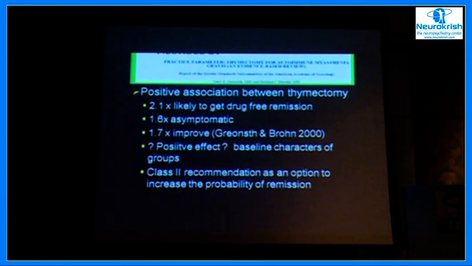But at the moment, the American Academy of Neurology has provided practice parameters, and there is a positive association between thymectomy and myasthenia outcome. There's a 2.1 times higher likelihood of getting drug-free remission, 1.5 times higher chance of becoming asymptomatic, and 1.7 times chance of improvement. So there may be a positive effect. But still, the Academy gives this a class 2 recommendation and it is optional: if the patient wants and the doctor also wants, then one can go for thymectomy.